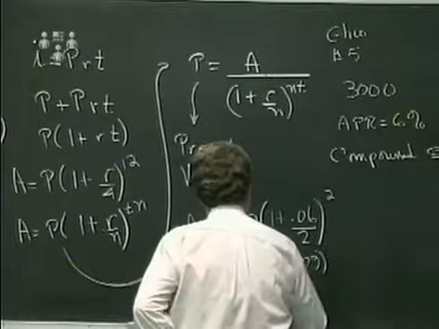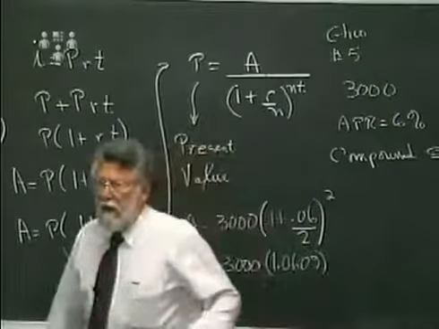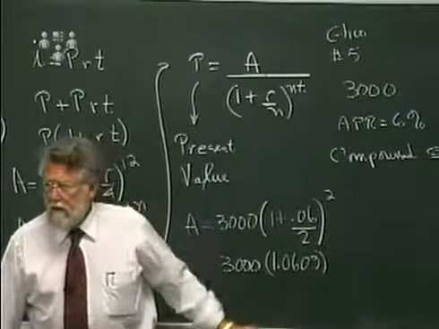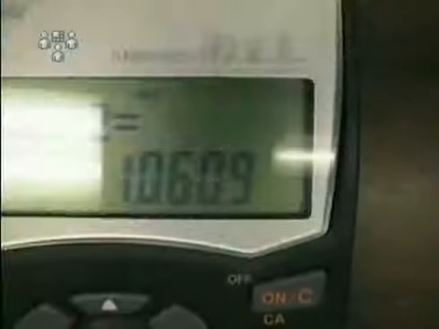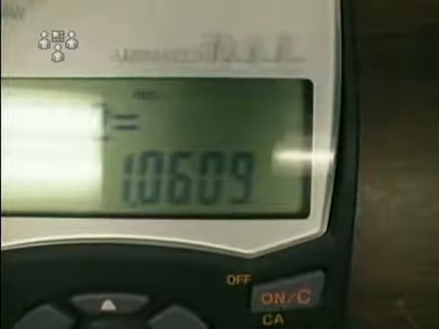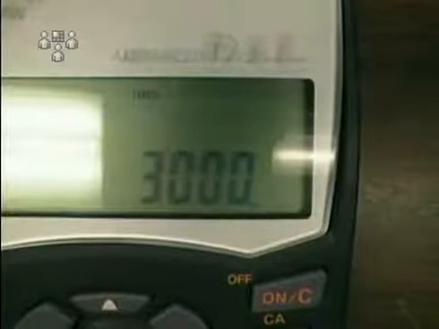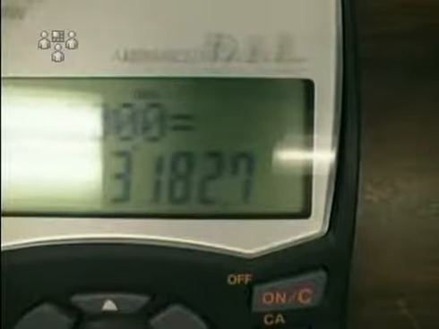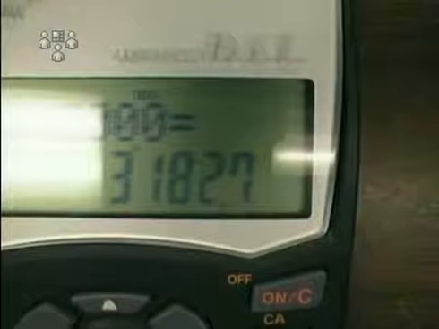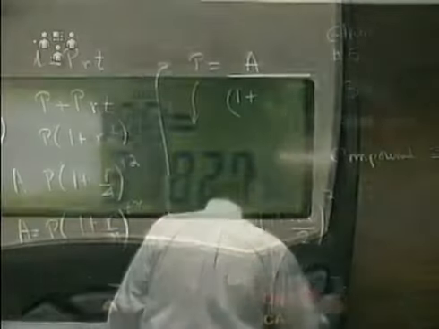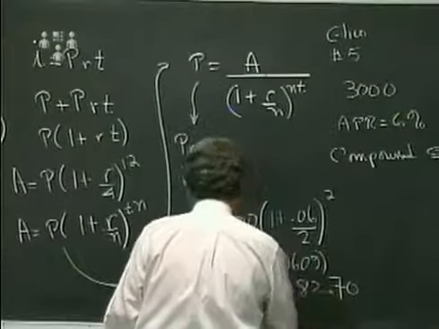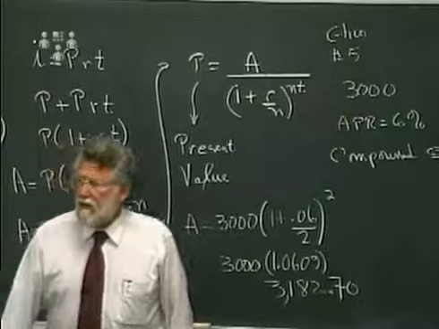Now, I could do that without too much difficulty just by hand, but let's go back to the calculator now, Ernie. And I'm going to multiply by 3,000, and I'm getting 3182.7. So it appears I have $3,182.70.